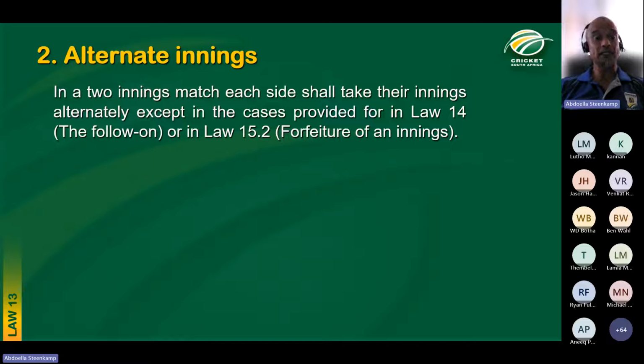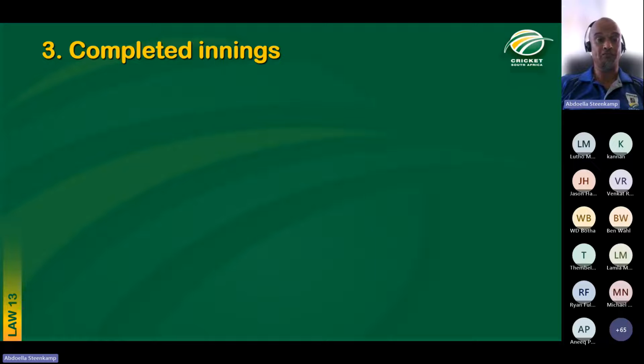The law also tells us that in a two innings match, teams need to alternate their innings. Side A needs to go bat, and if side A is dismissed, then side B needs to go bat. Then again, side A will bat in their second innings, and after that, side B. You cannot have captains come to you and say, you can bat your two innings in one go, you bat your first and second innings, and then we'll bat our first and second innings. No, the law doesn't allow for that. The law wants those innings to be alternated: side A first innings, then B first innings, side A second innings, side B second innings. There are two exceptions, the follow-on, or if a team forfeits an innings, and we'll get to that later this evening when I do law 14 and law 15.